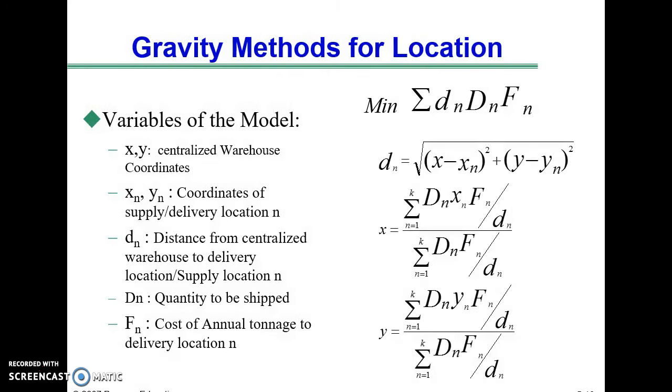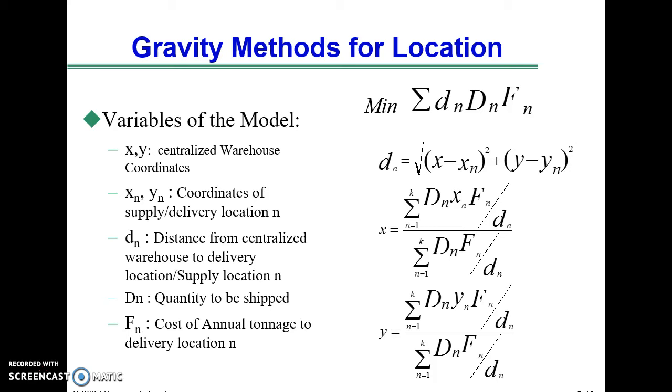Now we go into detail on the gravity method for location. The gravity location model is mainly used for location of the plant or location of the facility. A facility is nothing but a manufacturing plant or a warehouse, and the model decides where that warehouse or manufacturing plant has to be located based on the given conditions.